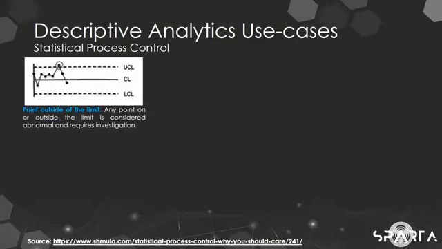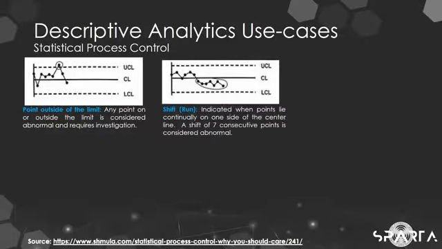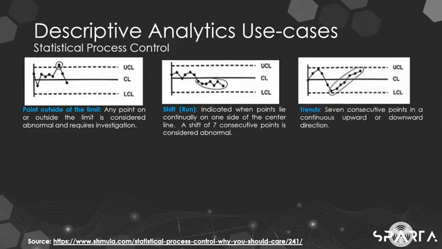Here are some key things to look for in control charts. Any point on or outside the control limit is considered abnormal and requires investigation. There is a shift when points lie continually on one side of the control line. There is a trend when there are 7 consecutive points in a continuous upward or downward direction.